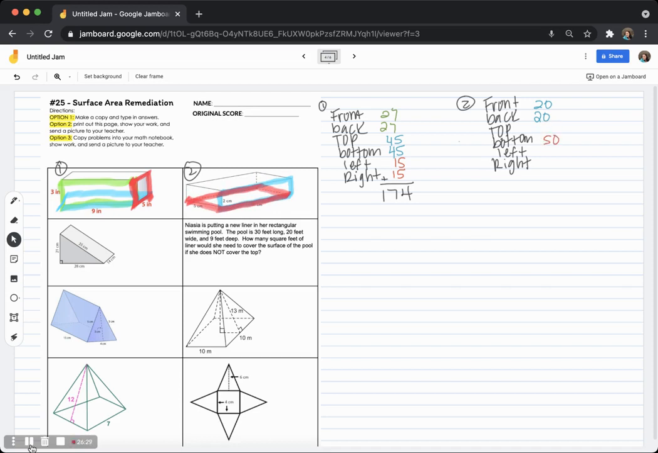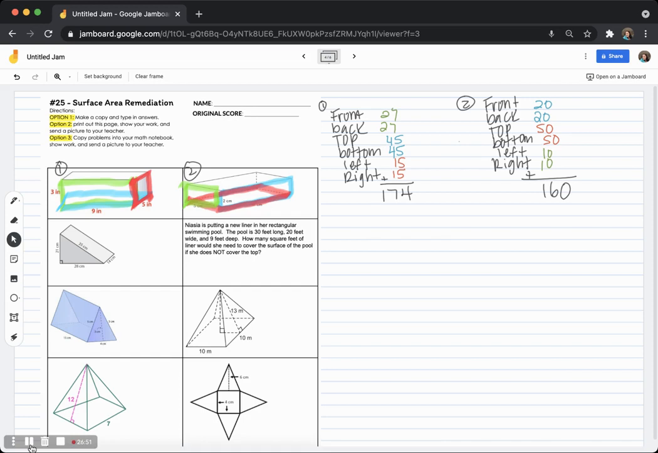And then we have the left and the right. So the left is 5 by 2, which is 10. The right is going to be the same. And then again, I'll just add all those up to get the total surface area, which would give us 160.